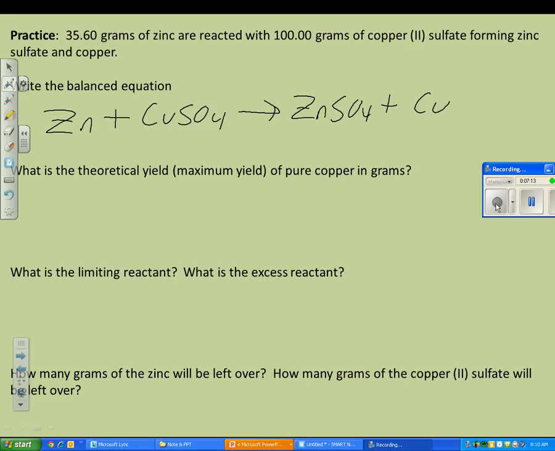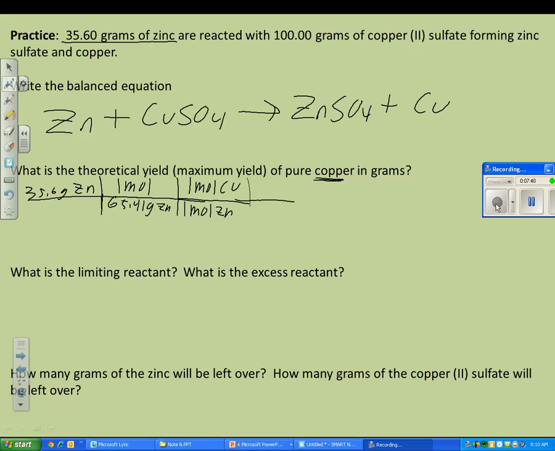So we're going to start with 35.6 grams of zinc and end up with pure copper in grams. So convert to moles using molar mass, which is going to be 65.41 grams per 1 mole. The conversion factor, or the molar ratios for these is very easy. So they're all ones. Everything's a 1. Now convert to grams of copper. So the first reaction gives us 35.49 grams of copper. We're not done yet.